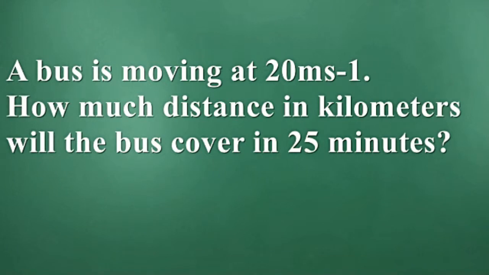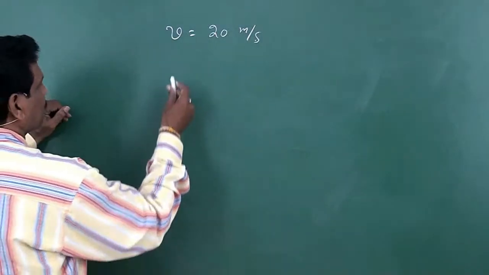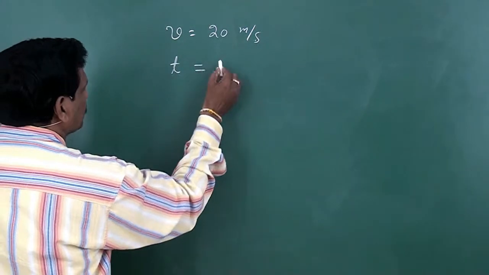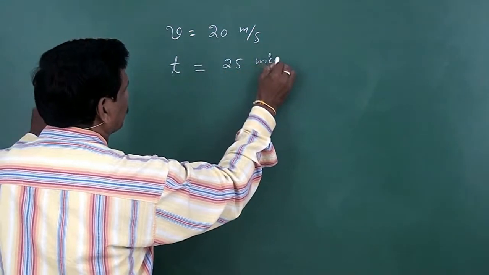Okay. Another problem. A bus is moving at 20 meter per second. How much distance in kilometer will the bus cover in 25 minutes? So here the bus is moving with a speed of 20 meter per second. This is the speed of the bus. And we have to find the distance covered in kilometer in 25 minutes. So here time is given as 25 minutes.